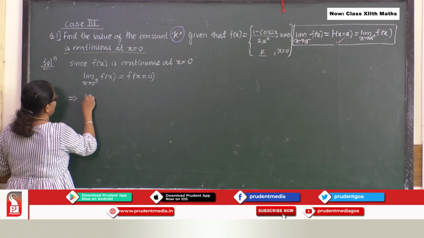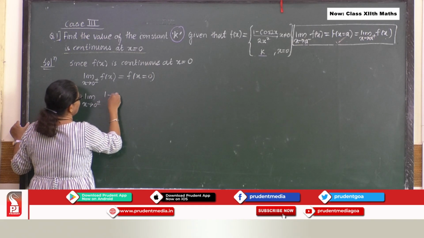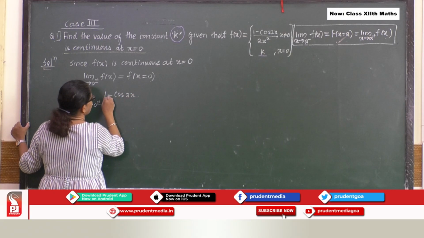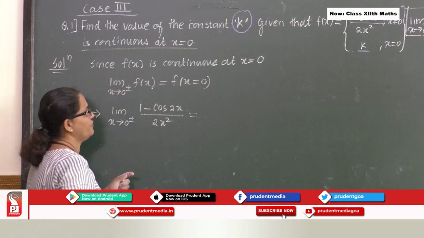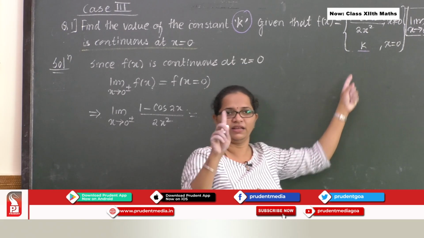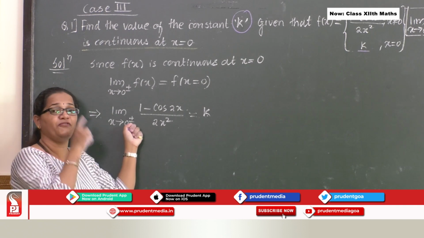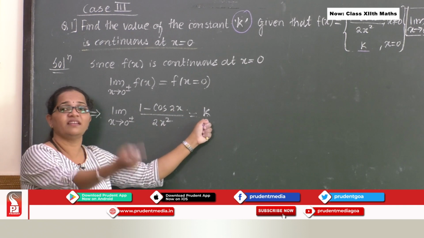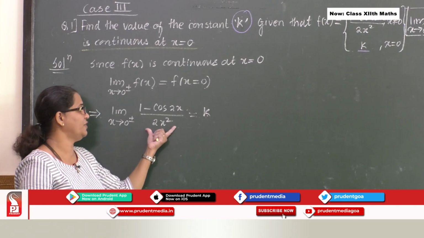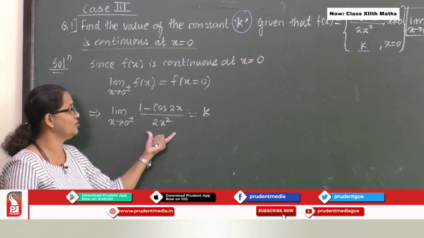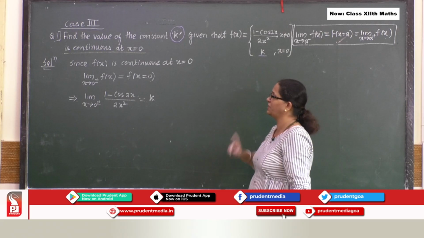So here limit x tends to 0 plus or minus, what is the function? It is (1 minus cos 2x) upon 2x square, which is equal to f of 0. That's k, which is mentioned here. So I am saying it is equal to k. Now I will solve my left hand side to get my right hand side, that is the value of k. Okay, so let's proceed further with the first observation. You can see it is a trigonometric function. So we are finding the limit of a trigonometric function.